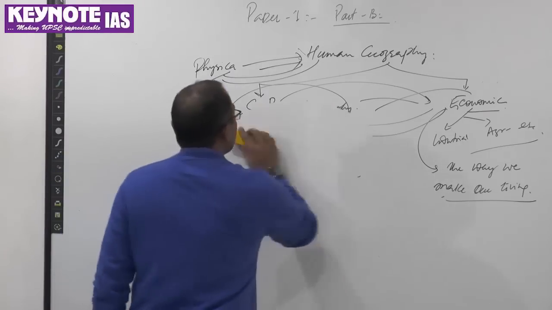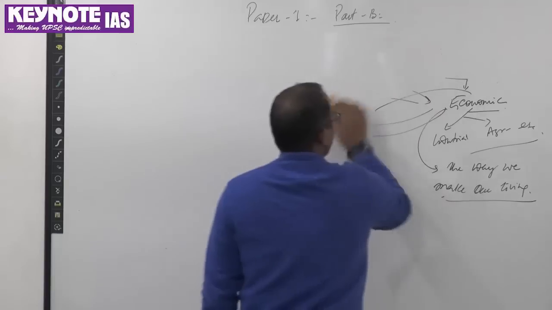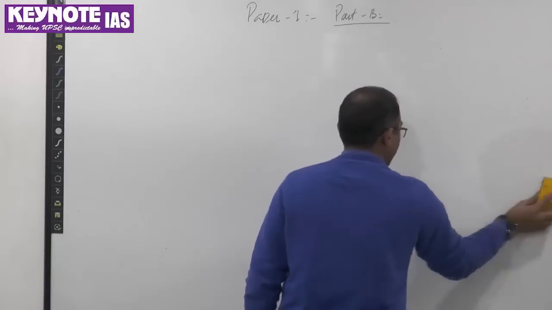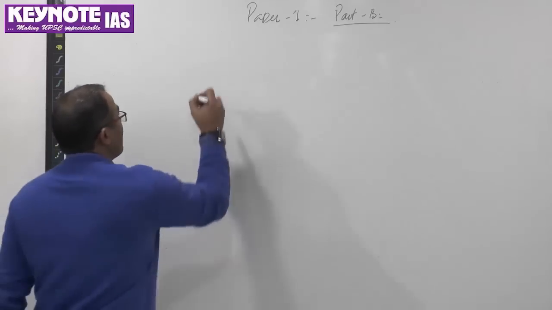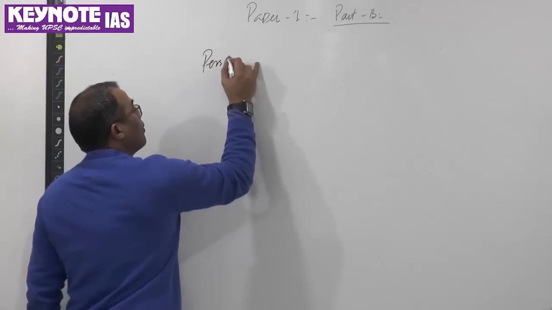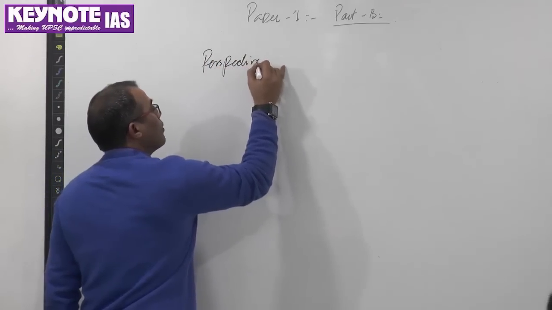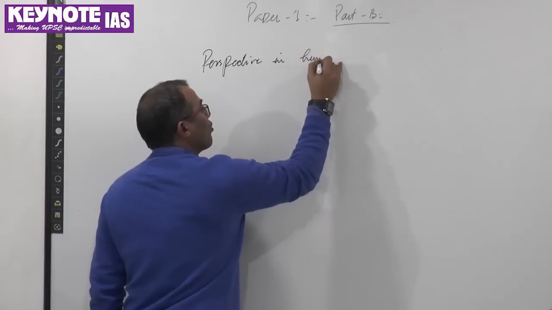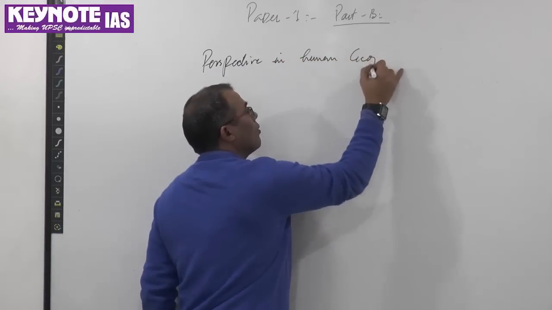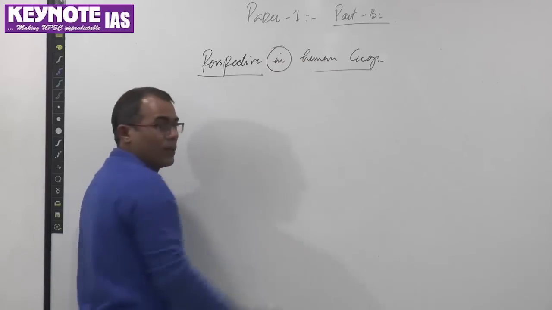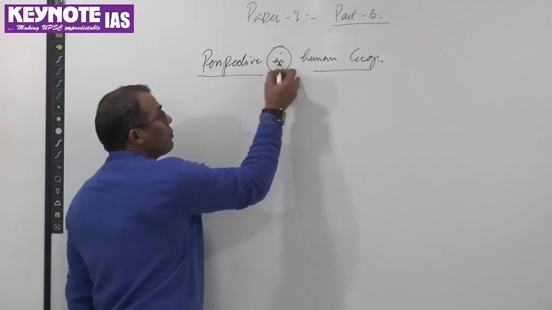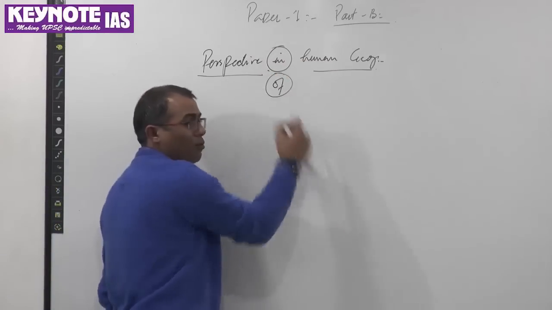So the first topic is perspective in human geography. We'll be dealing with it tomorrow. Your task is to think over what is the difference between perspective and perspective of human geography.